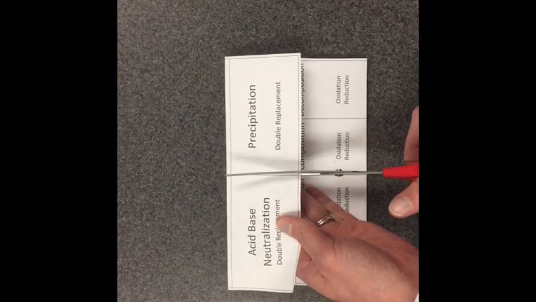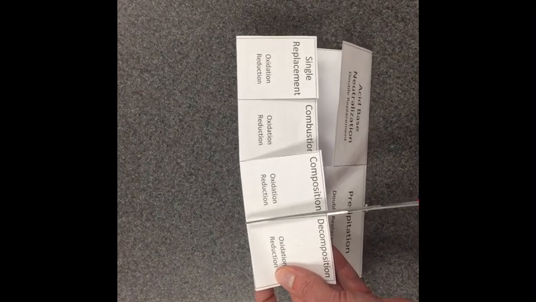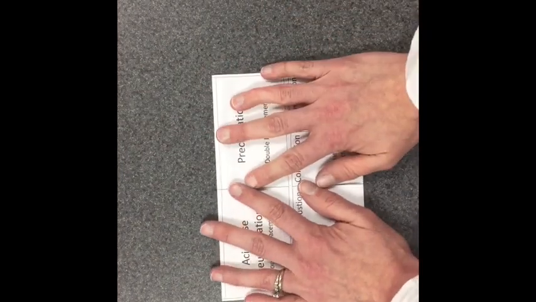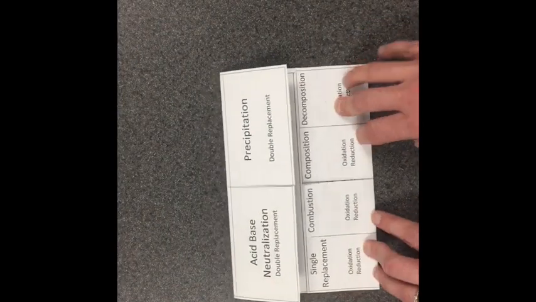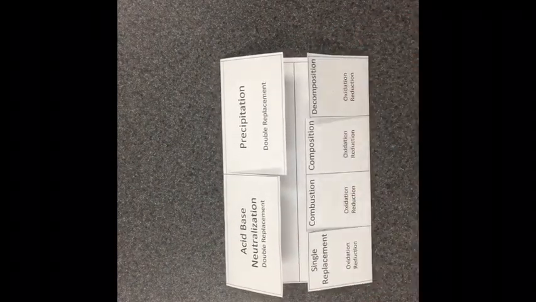Now what you have to do is cut on these lines on the flaps to cut the different types of reactions away from each other. So the finished foldable should look like this, okay? And you should have 2 larger flaps on the top and 4 smaller flaps on the bottom.